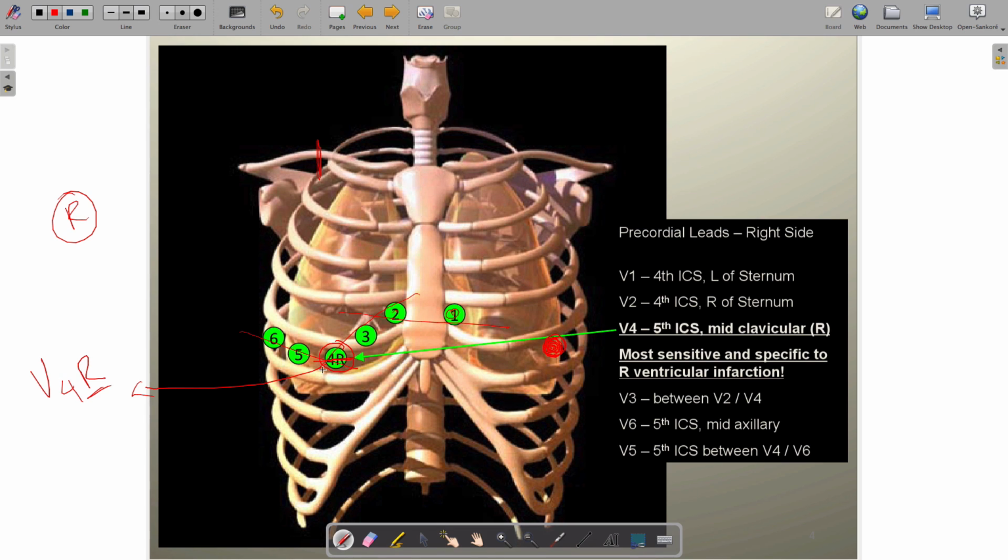V4R allows us to look at the right ventricle, and it creates a new lead. Again, when it prints out on your EKG paper, it's not going to print out V4R. It doesn't know where or what V4R is, so you're going to have to label V4R as V4R.